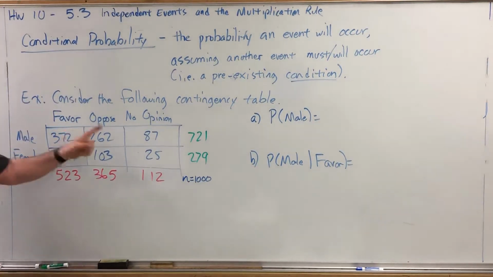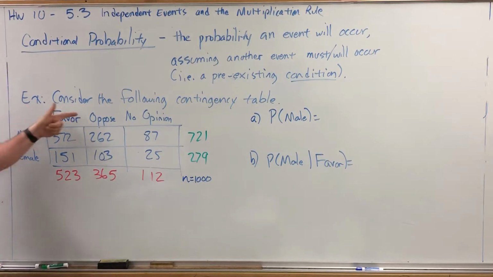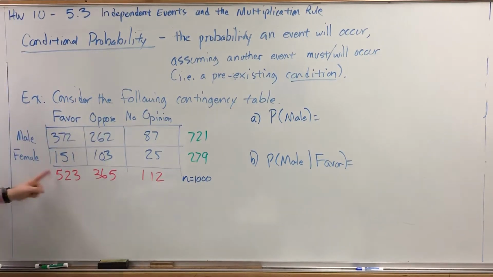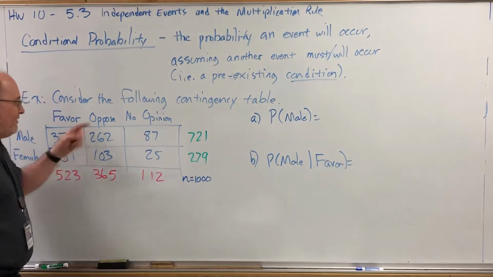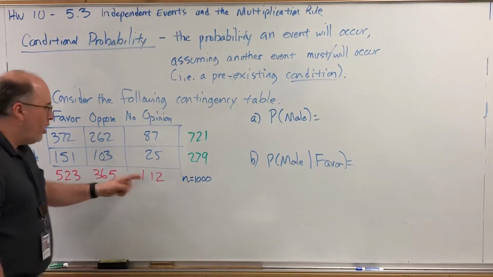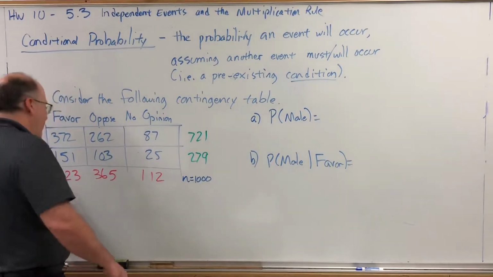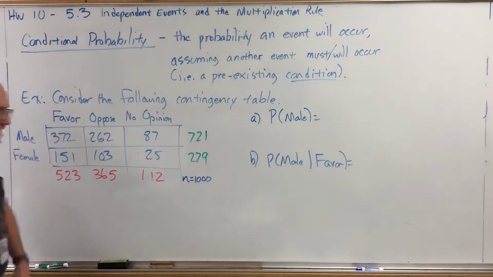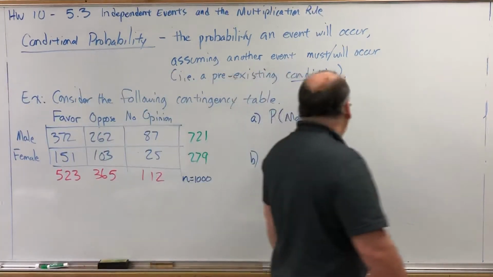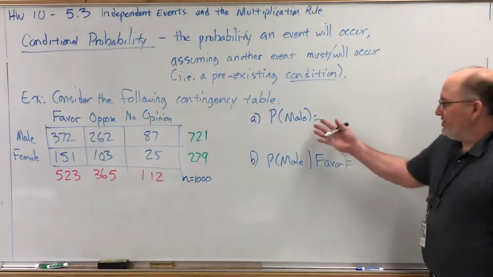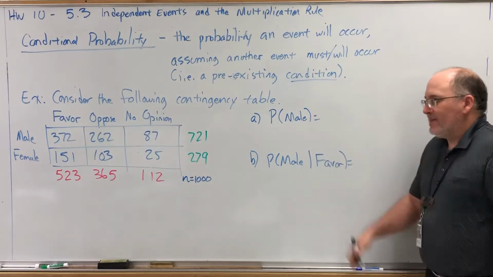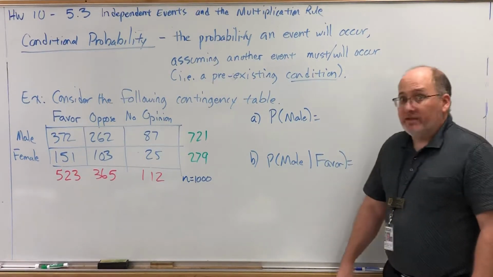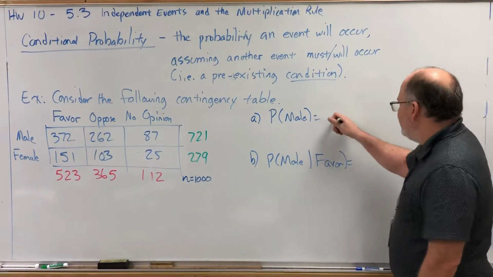Also, we have the totals for the numbers who favored, opposed, and had no opinion. 523 favored the proposition, 365 opposed it, 112 had no opinion, and again, a grand total of 1,000 people. To the side, I have a couple of probabilities, one of which I believe we've already calculated. For example, what's the probability that somebody out of these 1,000 people is a male? Well, this is pretty easy.